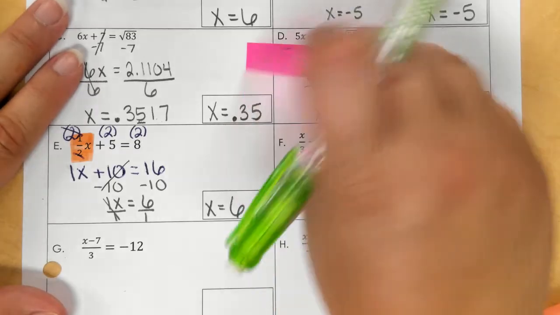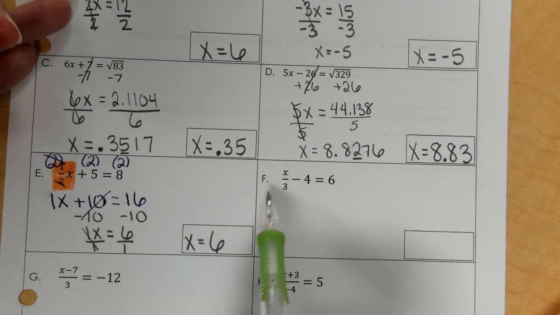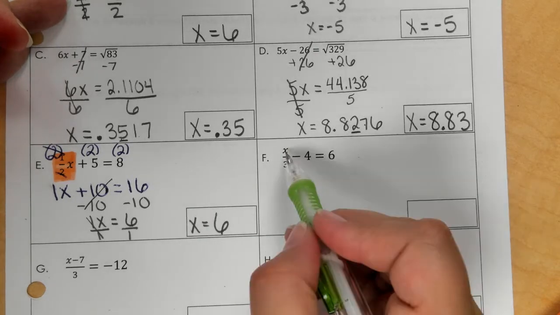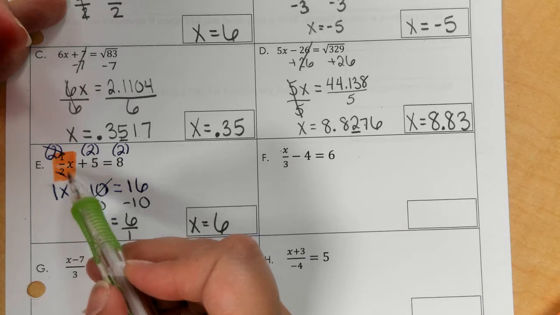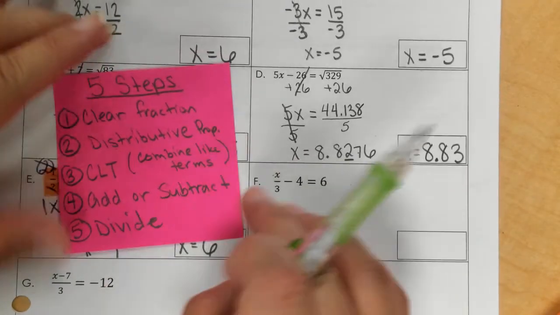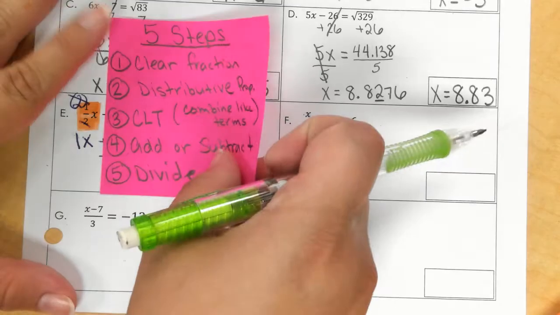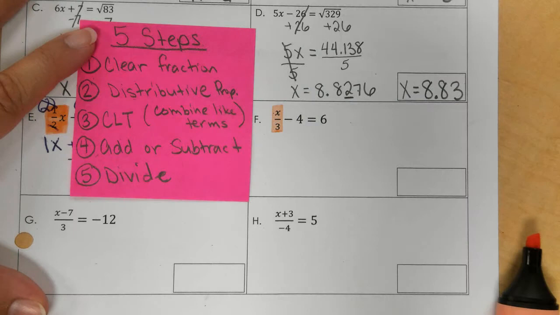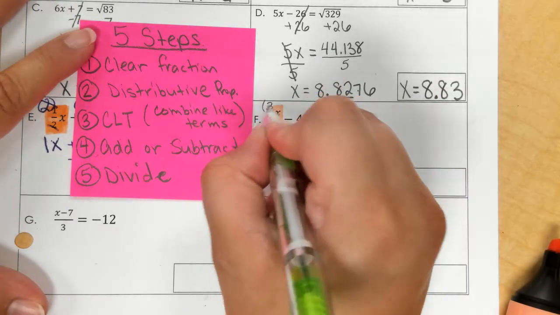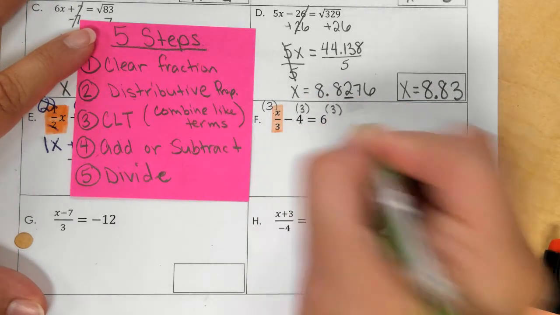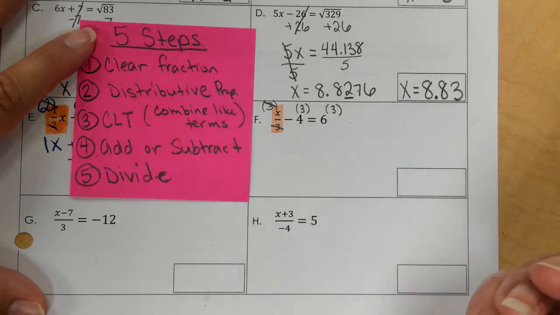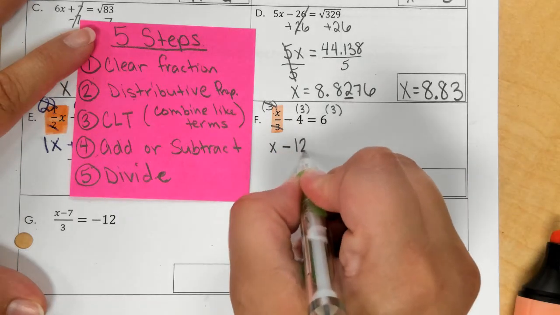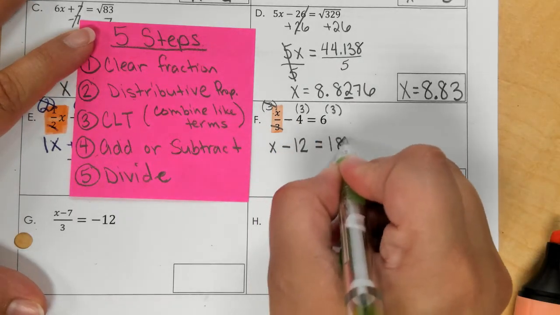Okay? Now looking at F and E, they're very similar. It just doesn't have 1/3. It has the x where the 1 goes. But that's okay because it's still 1x over 3. It's the same thing as 1x over 2. So 1, can you clear a fraction? Absolutely we can clear a fraction. Our denominator is 3. So I'm going to multiply 3 to every term. Eliminate that 3. Gives me x. Negative 4 times 3 is negative 12. And 6 times 3 is 18.